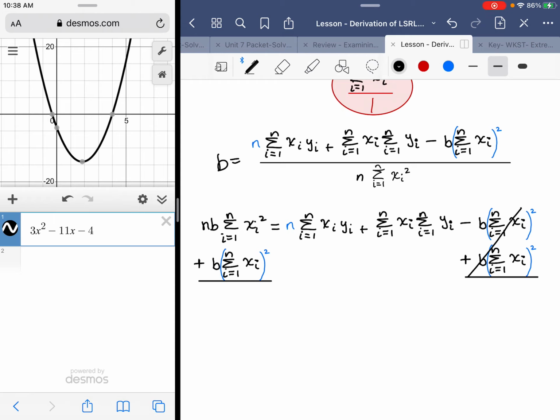And you see we have a common b that can be factored out, so that's what we're going to do all on the fly here. We're going to say b times n, the sum from i equals 1 to n of x sub i squared, minus the sum from i equals 1 to n of x sub i squared.